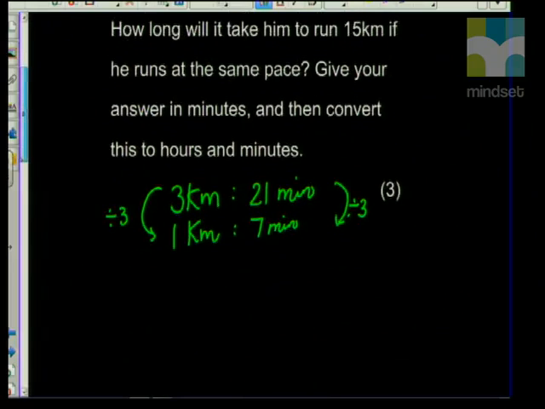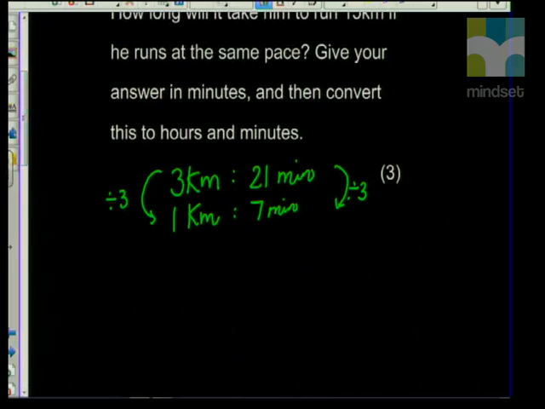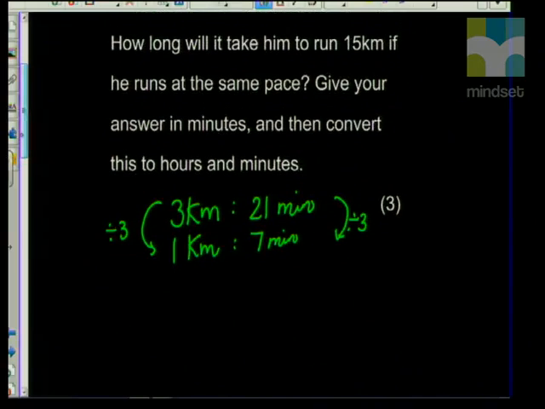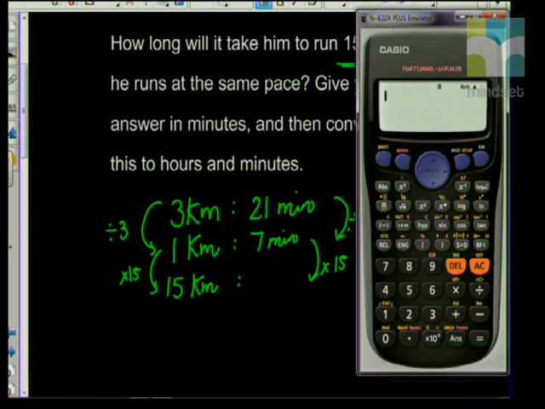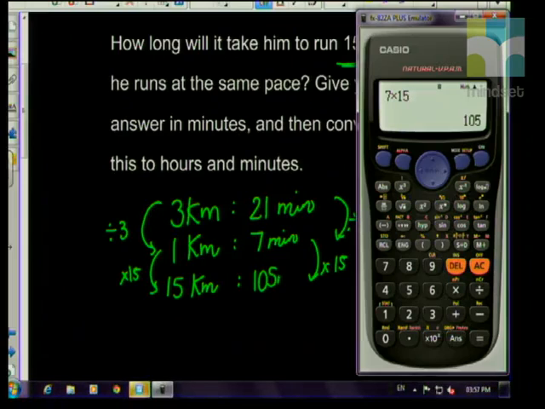Okay, so I know that he's going to take 7 minutes to run 1 kilometer, and I need to find out how long it's going to take him to run 15 kilometers. So I'm going to change this to be 15 kilometers. And I know that I'm going to have to say 1 times 15 to get to 15. And I'm going to say 7 times 15 over here. So let's get out my calculator, because my brain hasn't been able to process that by itself. So I'm going to say 7 times 15. That gives me 105 minutes.